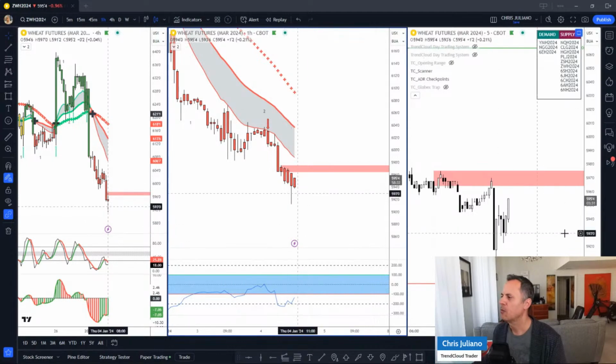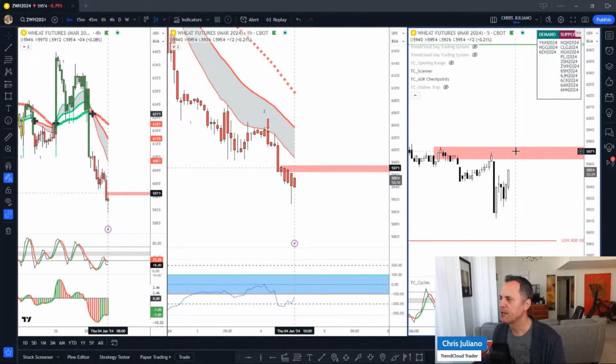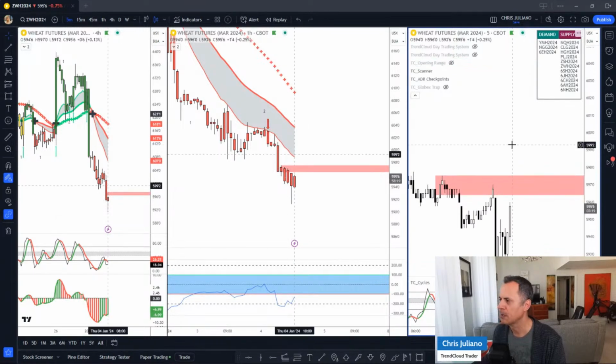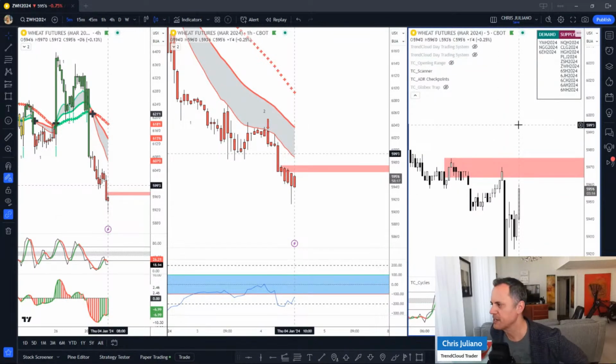So here we are pulling back into this supply zone now. Is this supply zone fresh? It's really not, is it? This supply zone is not fresh.